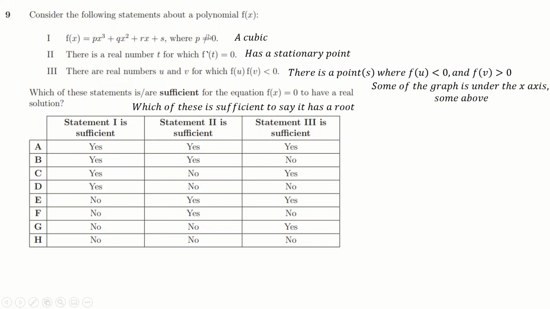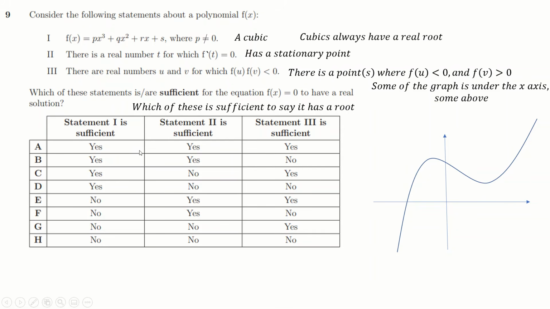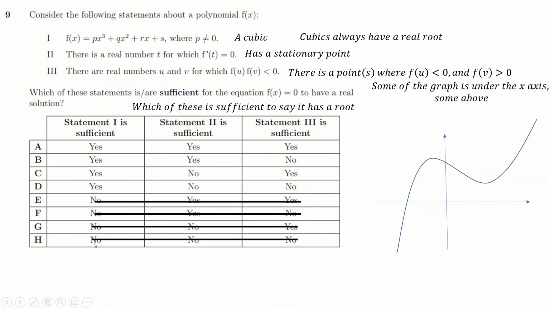Now, let's start with the first one. Cubics. Cubics have at least one root. Sometimes they have more, but cubics definitely have a root. That's just a thing that you learn in A-level maths. Statement 1 is sufficient, so we'll cross out all the no's. Then we move on to statement 2.